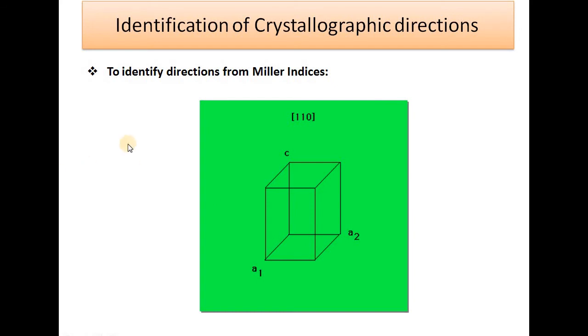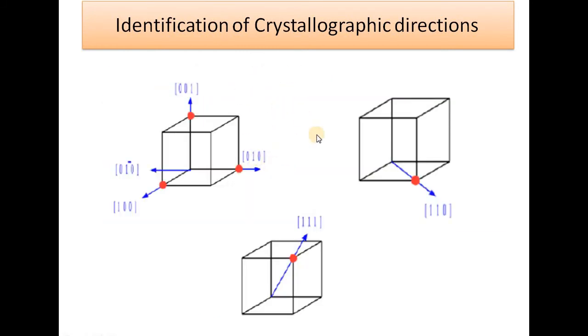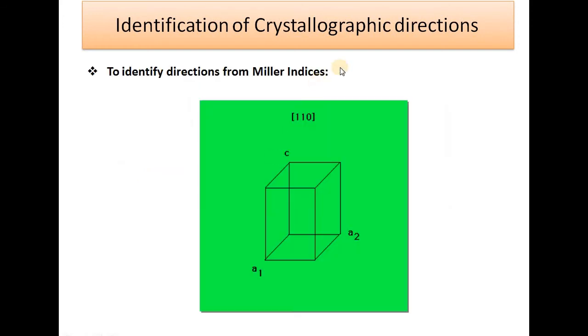Now, we are doing the reverse here. If we know the Miller indices, how can we identify the given direction? Till now, we have found the Miller indices of a direction when we knew the direction. Now in this case we know the Miller indices and we are finding the direction. So we have the Miller indices of a crystallographic direction as 1, 1, 0. It means we will have to move 1 unit towards the x-axis and 1 unit towards the y-axis, and as there is no intercept on the z-axis, we will just take the resultant of these two vectors.